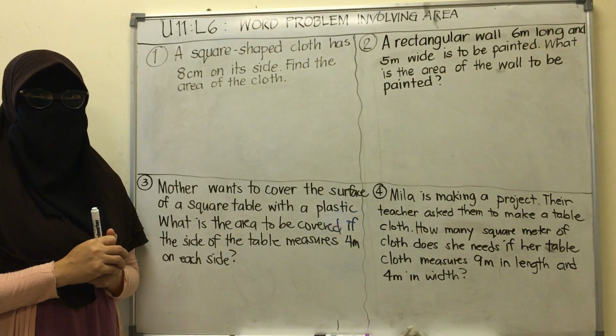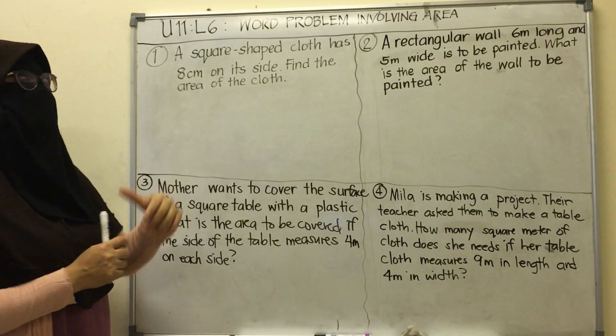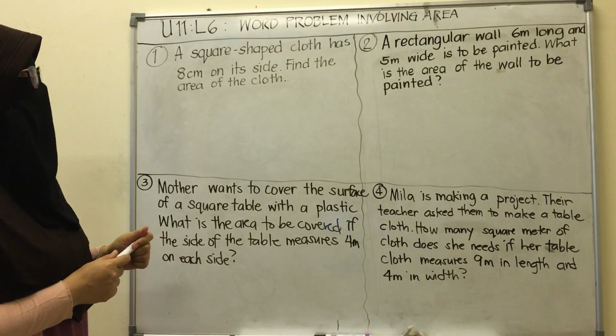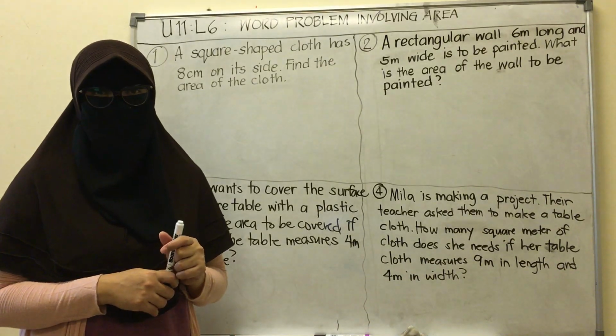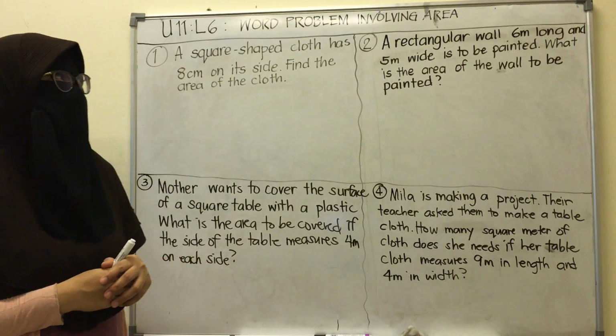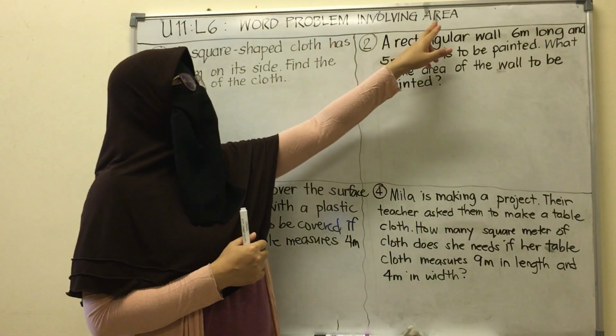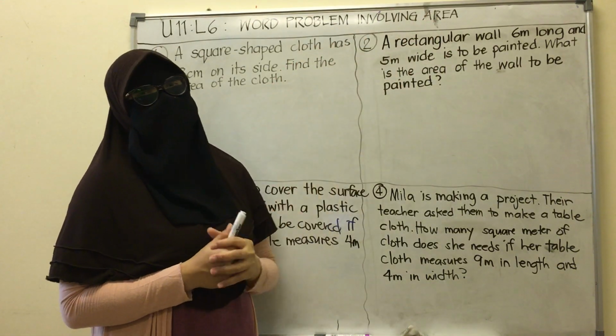So today we are going to discuss a new topic, but we're still in Unit 11. Our lesson is Lesson 6, which is all about word problems. In your book, the first word problem that is given is all about perimeter. But today we are going to discuss first the word problems all about area.